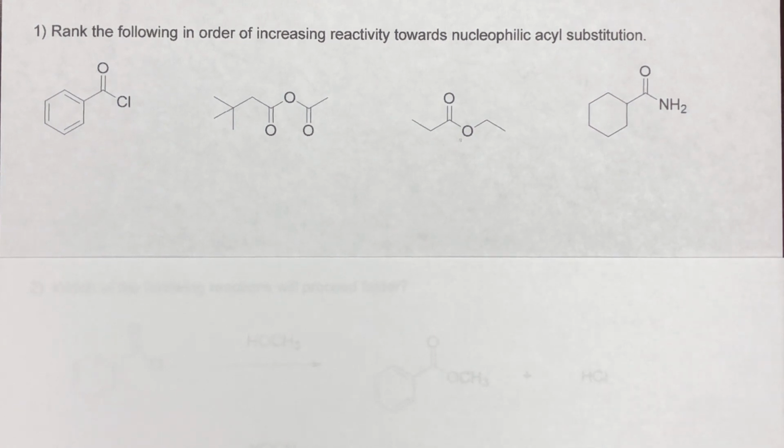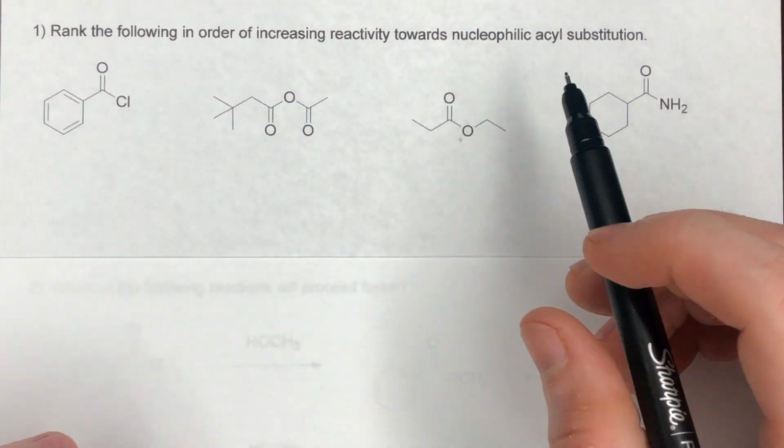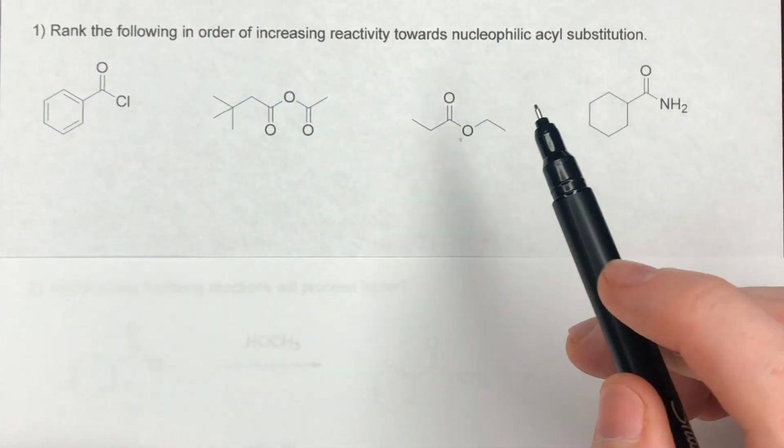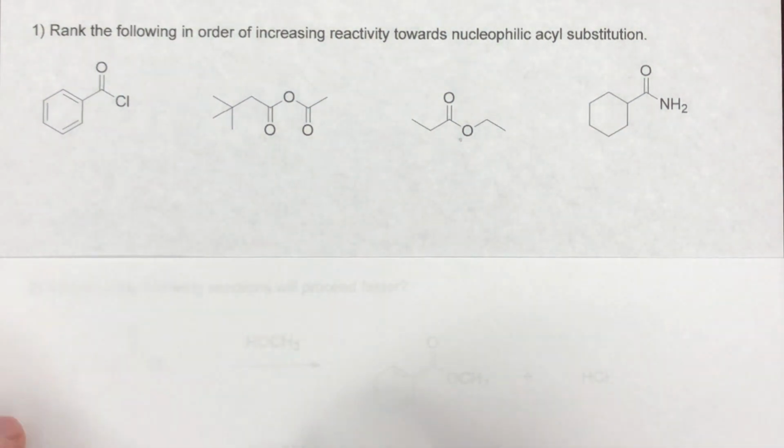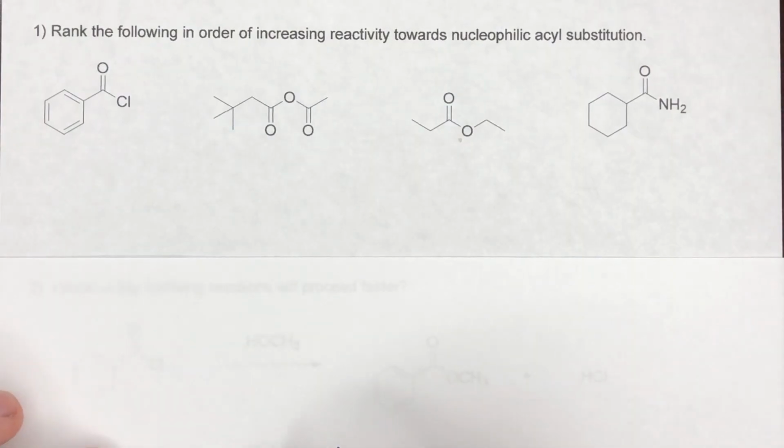So question number 1 is rank the following in order of increasing reactivity towards nucleophilic acyl substitution. So nucleophilic acyl substitution is the type of reaction mechanism that all carboxylic acid derivatives undergo, in which a nucleophile will add to the carbonyl, and then that will form a tetrahedral intermediate, which will then undergo the substitution to remove your leaving group.